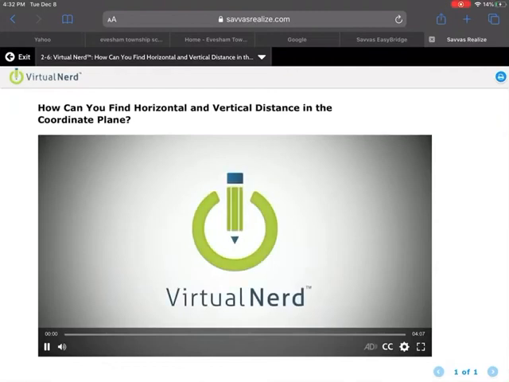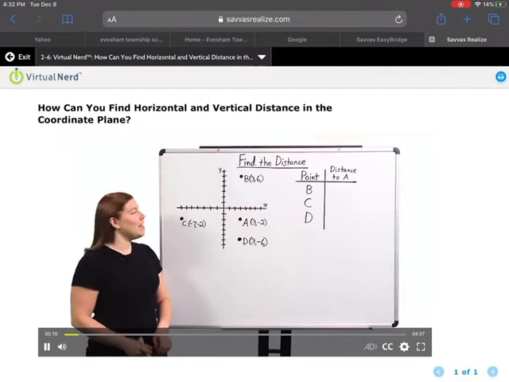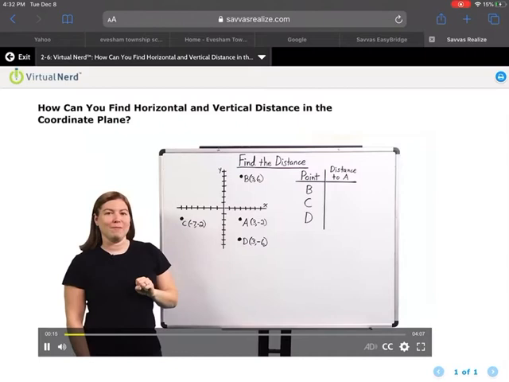What is the distance between point A on the coordinate plane and each of the points B, C, and D? So here, our job is to find the distance between point A and each of the points on this coordinate plane. So let's just start with the distance between A and B.